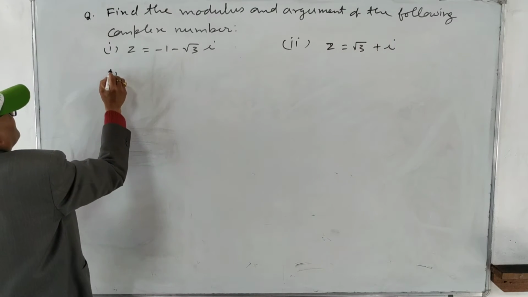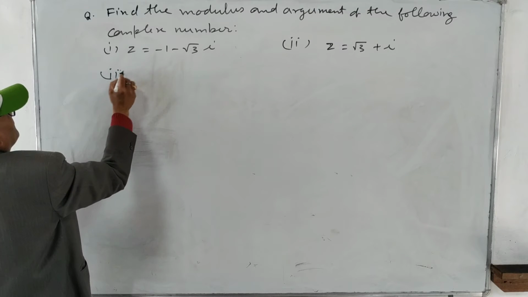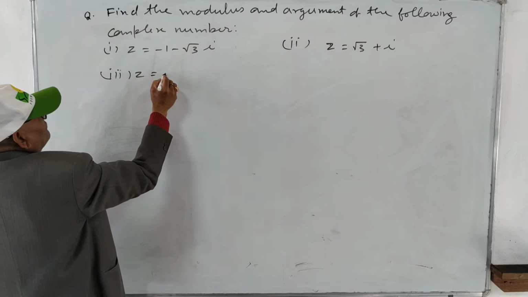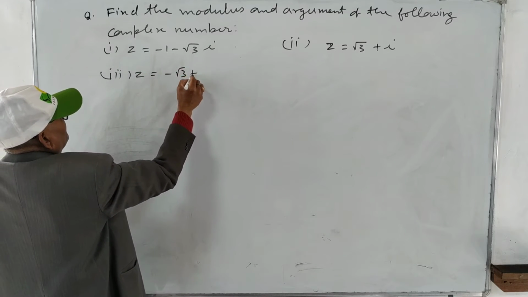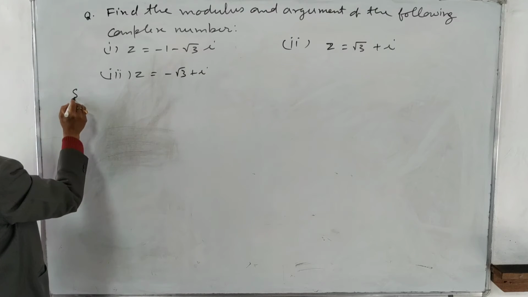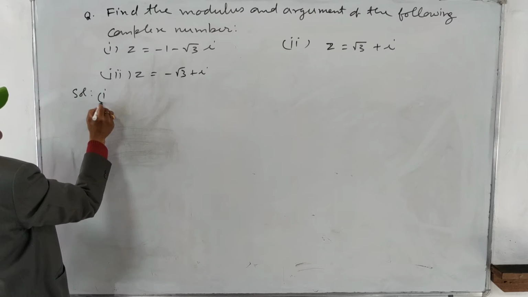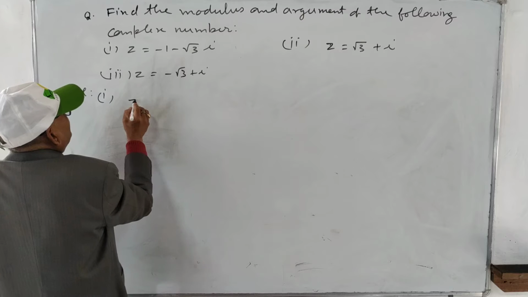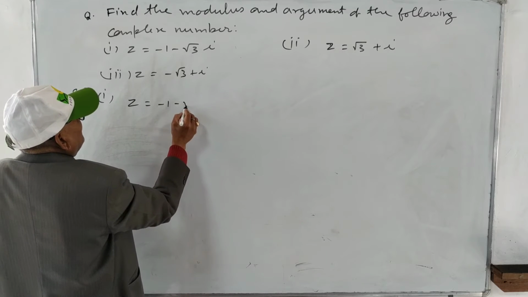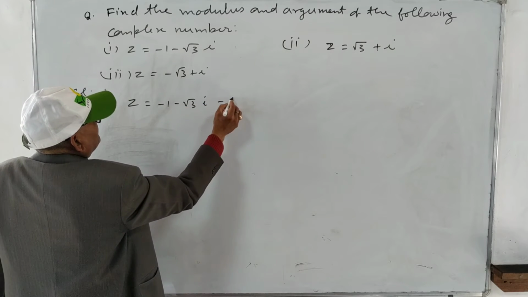Third, z equal to minus root 3 plus i. Solution. First, z equal to -1 minus root 3i. This is 1.